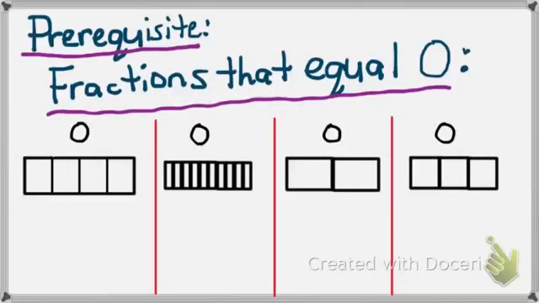This is prerequisite 2, and again you will have some problems that go along with this. We will be reviewing and focusing on fractions that are equal to 0. So let's take a look at our first fraction. There's nothing shaded in here. I have 0 Hershey bars. Boy, that stinks. Well, I do see the chocolate tray that's there.